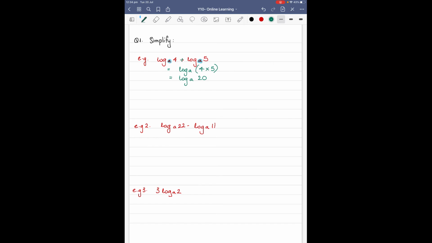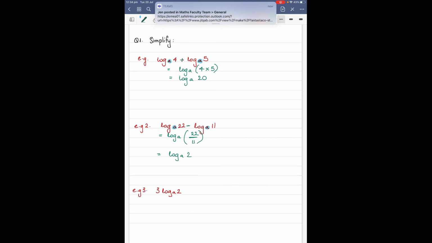Example number 2, looking at the same thing, we have log base a 22 minus log base a 11, same bases. We're going to rewrite on the next line, log base a. Because we have a minus, that symbolizes a divide. 22 is first, over 11. 22 divided by 11 is 2.